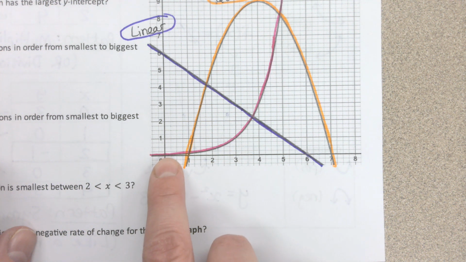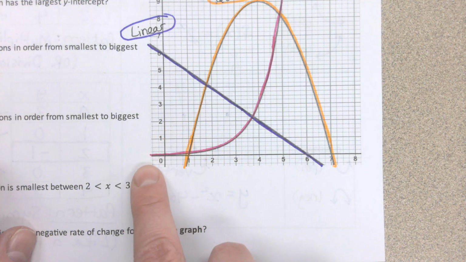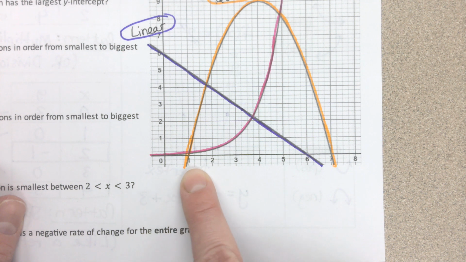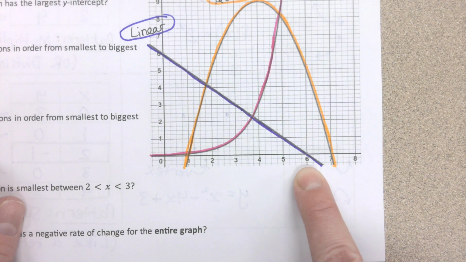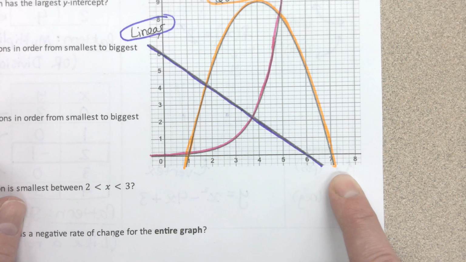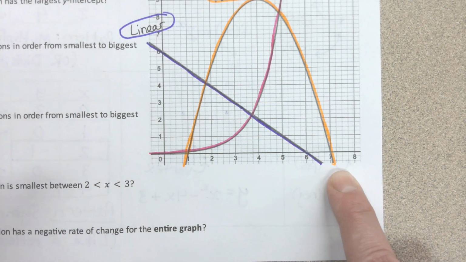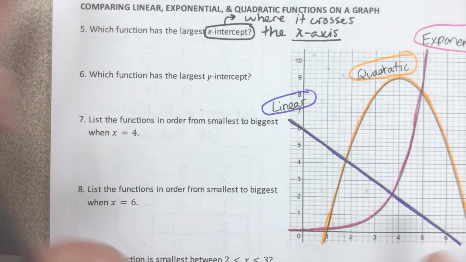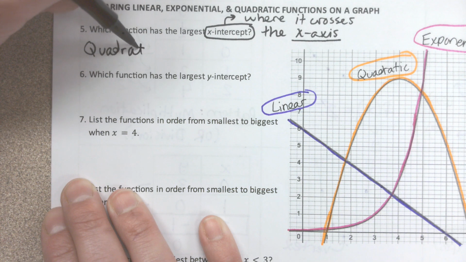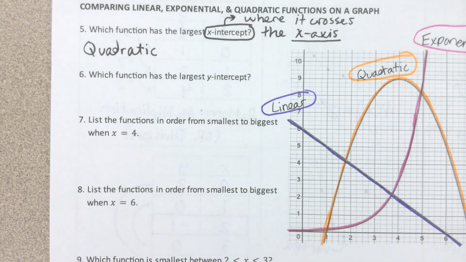We can see that the exponential function's hanging out around 0. At 1, the quadratic is hitting the x-axis. At 6, the linear function's hitting the x-axis. And then the other side of the quadratic hits at 7. This is the largest x-axis value. The largest x-intercept: quadratic is the answer. You just have to put the name of the function. You don't have to get more specific than that.